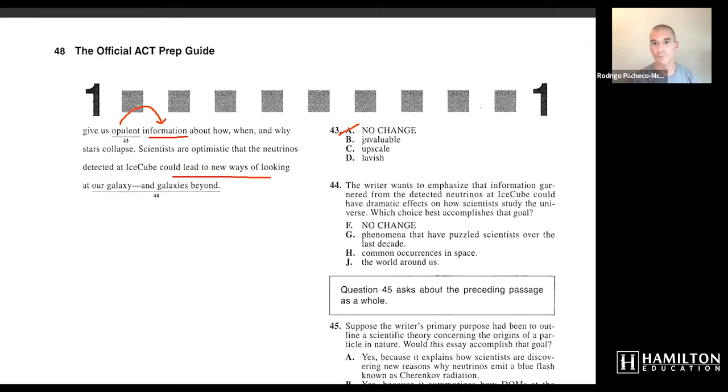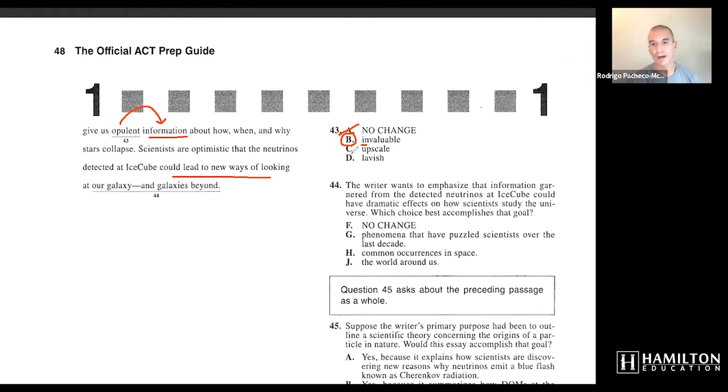Invaluable, you may perhaps have been thrown off by the prefix here, in, which generally means not valuable. But invaluable means not valuable because it's so valuable that it is beyond measure. So it is invaluable because it is so valuable that it is beyond measure. And that's what this information would be, because it could lead us to see our galaxy in a new way. And that's why B is our correct answer.